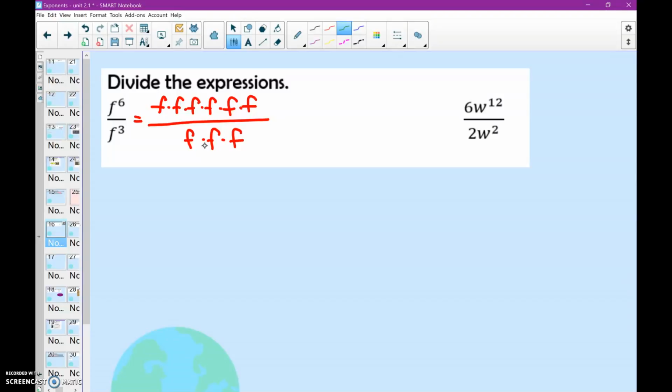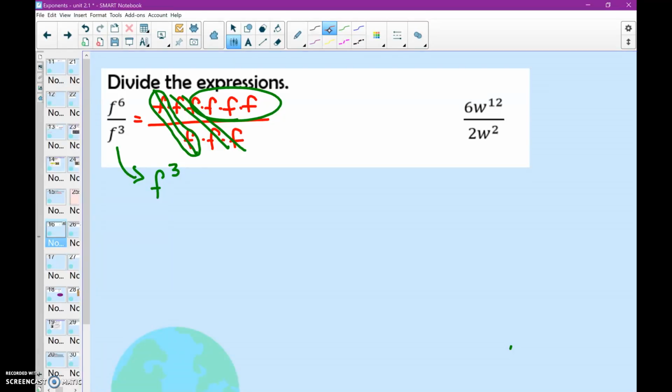Well, if this whole group is just going to change to 1, do I really need it there? I mean, 1 times anything is just itself, so it really doesn't change the rest of the problem, so I can just get rid of it. Same thing with this guy and this guy, which means I only have these 3 f's left over in the top right-hand corner. That is why when we do division, we're actually subtracting the numbers, so it's not f to the 2nd power, it's f to the 3rd power, because 6 minus 3 is 3.